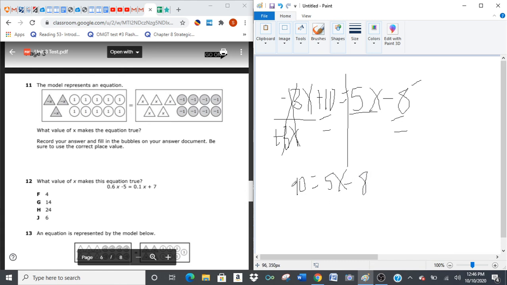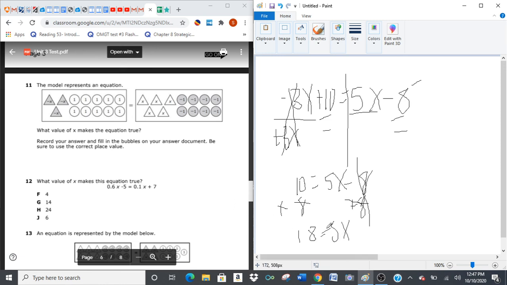All right. Now what are the like terms? Minus 8 and 10. So we have to move the 8 over because it's on the same side as 5x, and we're solving for x. So minus 8 plus 8, that cancels out. Plus 8 on the other side. So what's 10 plus 8? It's 18. So we have 18 equals 5x.